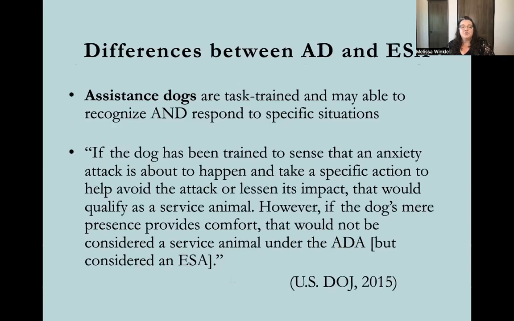Assistance dogs are task trained and may be able to recognize and respond to specific situations. According to the United States Department of Justice, if a dog has been trained to sense that an anxiety attack is about to happen and take a specific action to help avoid the attack or lessen its impact, that would qualify as a service animal. However, if the dog's mere presence provides comfort, that would not be considered a service animal under the ADA, but it would be considered an emotional support animal.